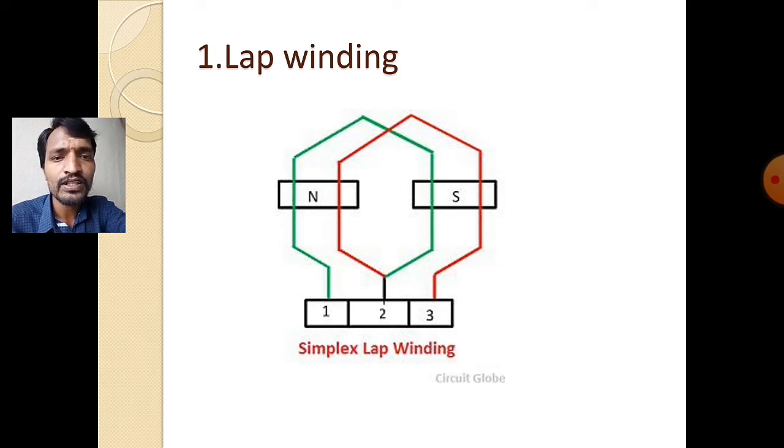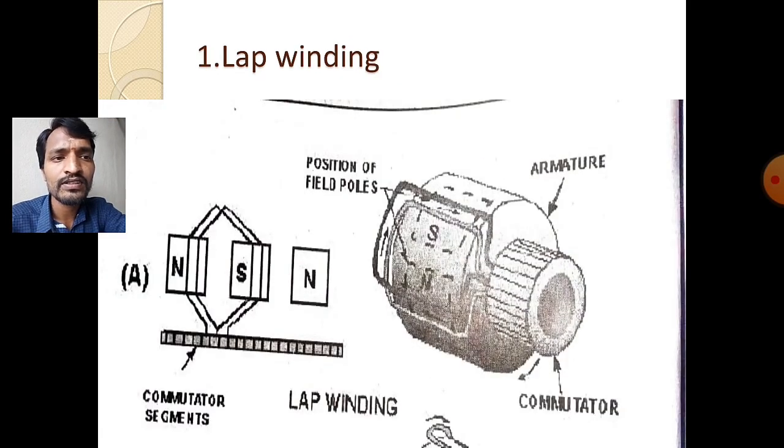Lap winding construction is generally used for applications of high current and low voltage. Wherever we require a high current and low voltage generator, we construct the generator with lap winding. Here you can see the lap winding on the armature core.